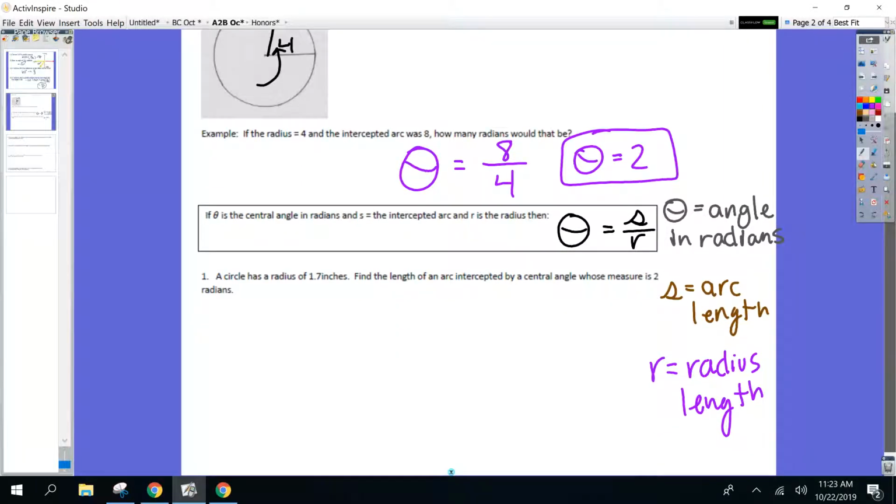One doesn't make you great. Now we can start flying a little bit. A circle has a radius of 1.7. Find the arc length whose central angle is 2 radians. Oh, now we're solving for a different letter. I have arc length, I have radius, so I have to be using theta equals S over R.